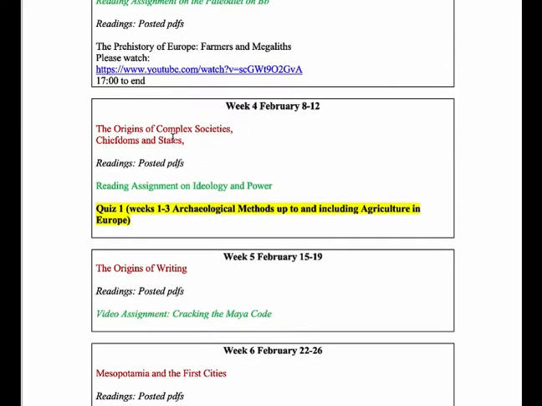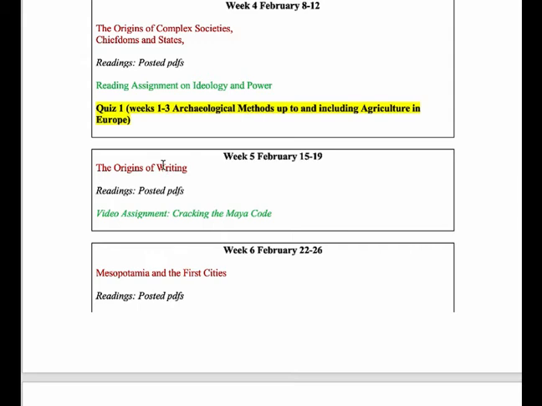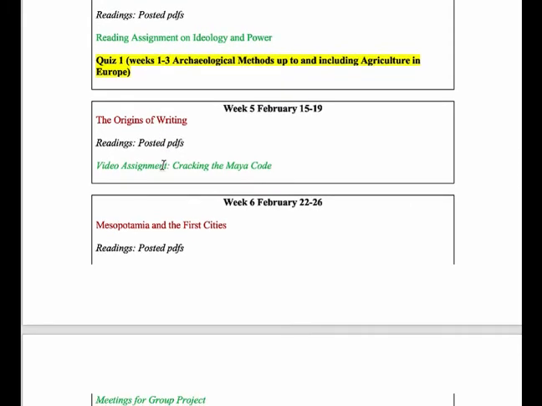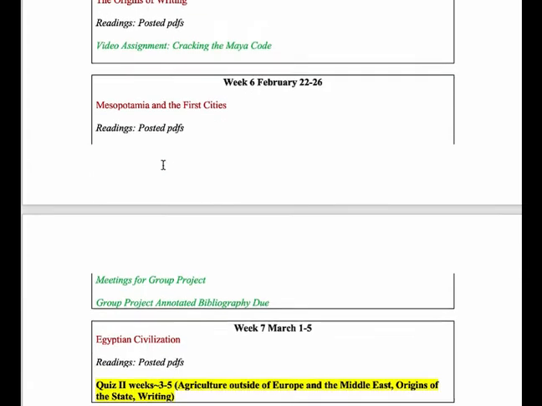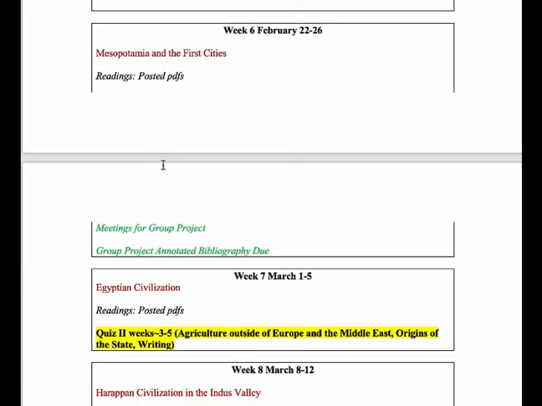Then we're going to talk about the origins of what are called complex societies. We'll learn what a complex society is. We'll learn about chiefdoms and states. You'll have a week where we look at writing, ancient writing, such as cuneiform and hieroglyphs and ancient Maya writing. Then we'll start looking at civilizations one by one. Each week we'll focus on a different area or a different ancient civilization.